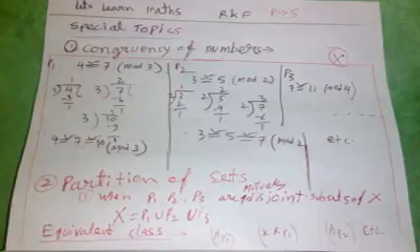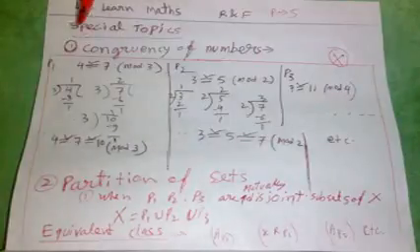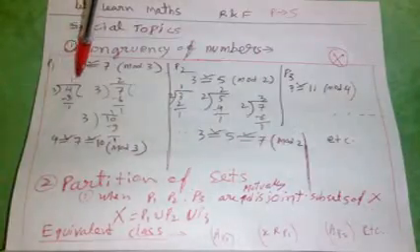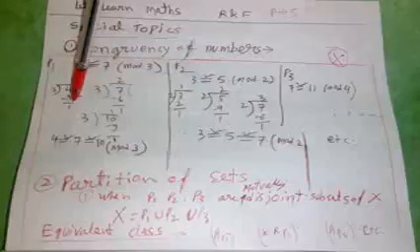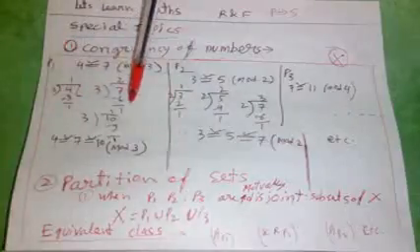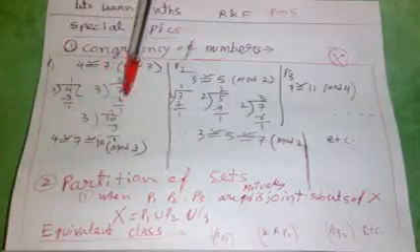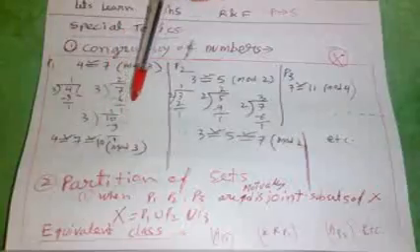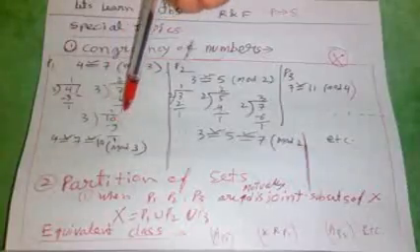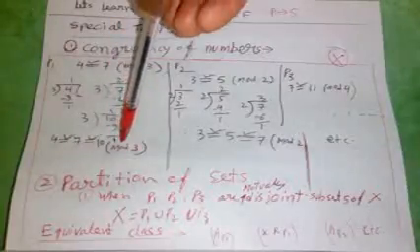What is congruency of numbers? If you see here, I have given some examples of division. I am dividing 4 by 3. The remainder is 1. Dividing 7 by 3, the remainder is 1. Here also, when dividing 10 by 3, the remainder is 1.